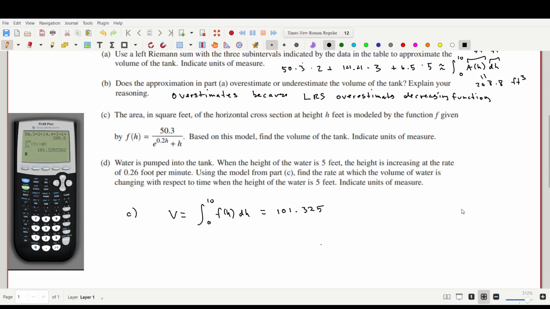D, water is pumped into the tank. When the height of the water is 5 feet, the height is increasing at a rate of 0.26 feet per minute. Using the model from part C, find the rate at which the volume of the water is changing with respect to time. So here we know the volume. This one's actually kind of tricky. The volume is the integral from 0 to h of f of x dx.